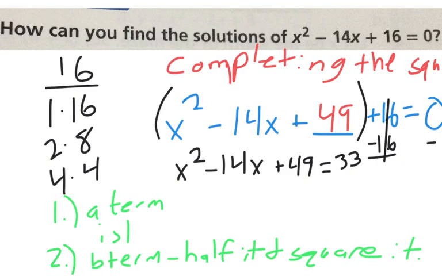Is everybody good here? Now, this is going to be something that factors very nicely when we complete the square. So, A times C is 49. What multiplies to be 49 but combines to be negative 14? 7 and 7. So this is going to factor to be x minus 7 times x minus 7.